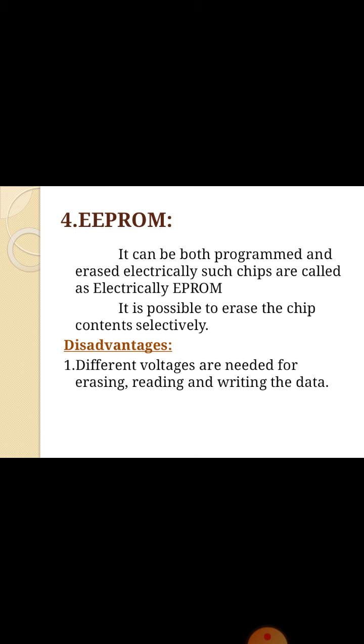EEPROM, the chip which allows both programming and erasing of memory is called EEPROM. The disadvantage is it needs different voltages for erasing, reading and writing the data.